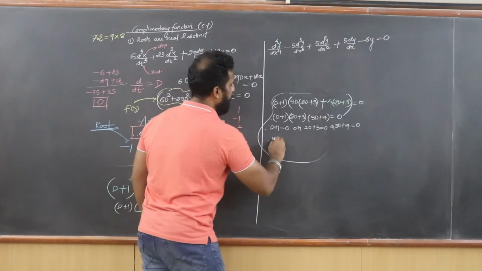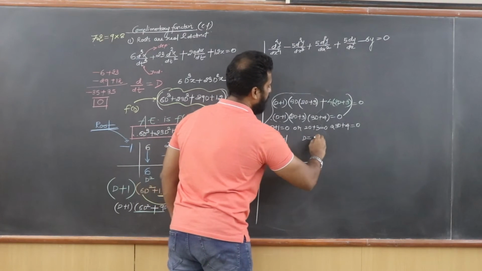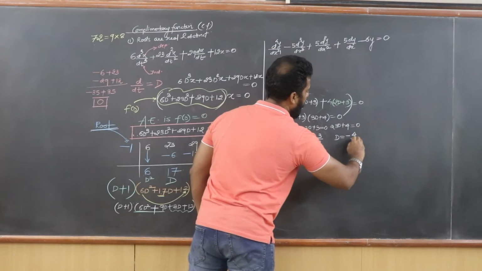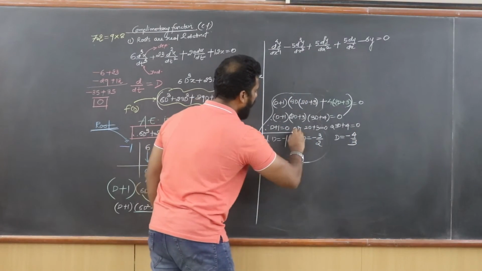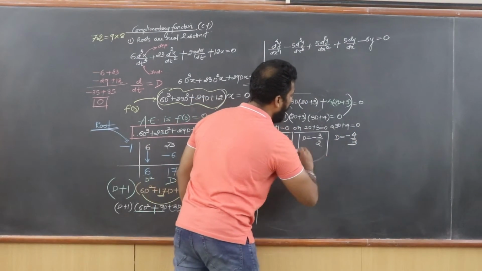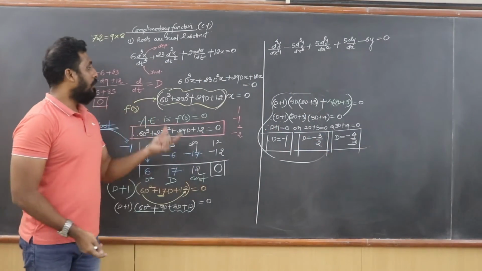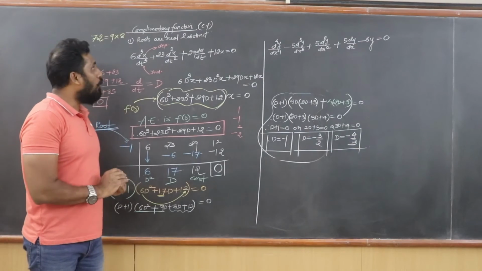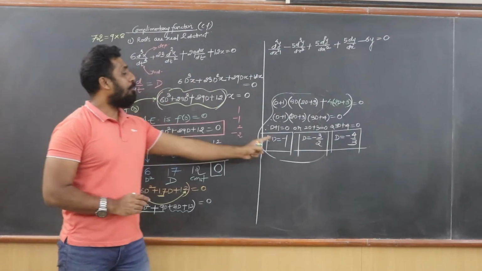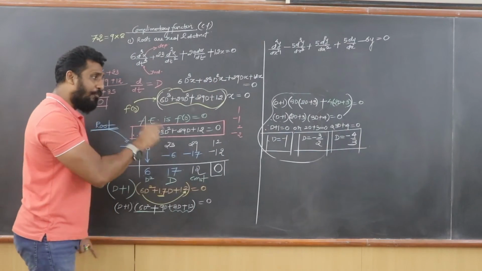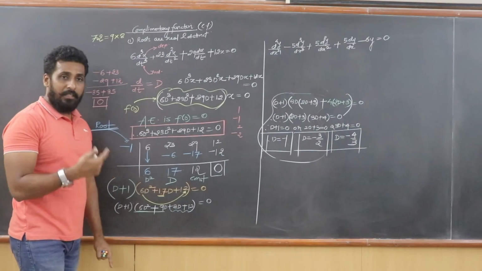So from here I get D as minus 1, D as minus 3 by 2 if you have a very close observation, and D as minus 4 by 3. So if you observe, I've got 3 different values of D. That means, as I said, this particular question falls into the first type. Roots are real: minus 1, minus 3 by 2, minus 4 by 3. These are all real numbers, and they are different also. So roots are real and distinct.